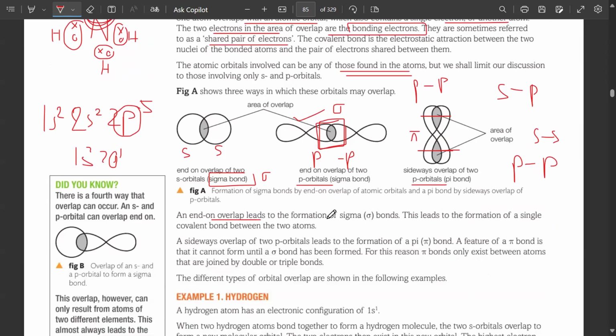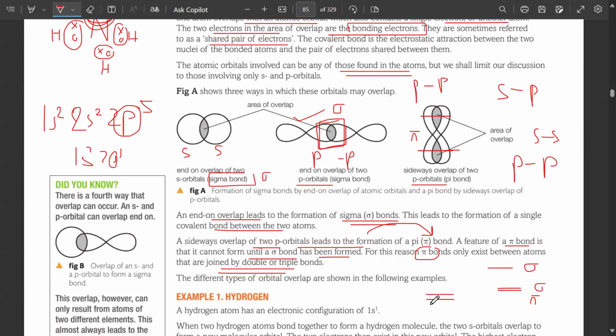End-to-end overlap leads to the formation of a sigma bond, and this leads to the formation of a single bond between the two atoms. A sideways overlap of two p orbitals leads to the formation of a pi bond, and a feature of a pi bond is that it cannot form until a sigma bond has been formed. For this reason, pi bonds only exist between atoms which are joined by double or triple bonds. Any compound which has a single bond contains only sigma. If it has a double bond, it contains one sigma, one pi.